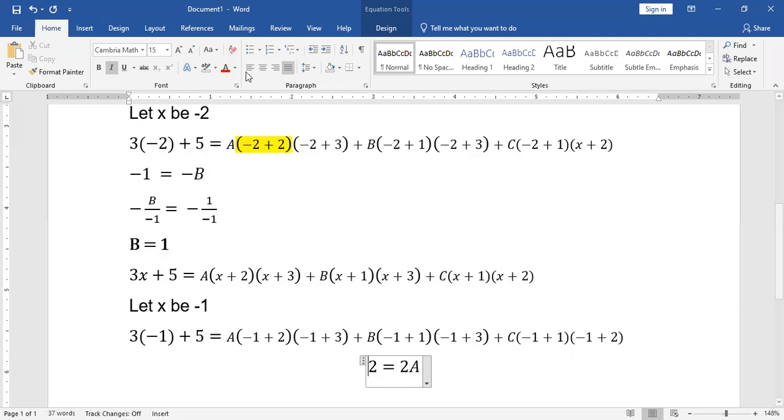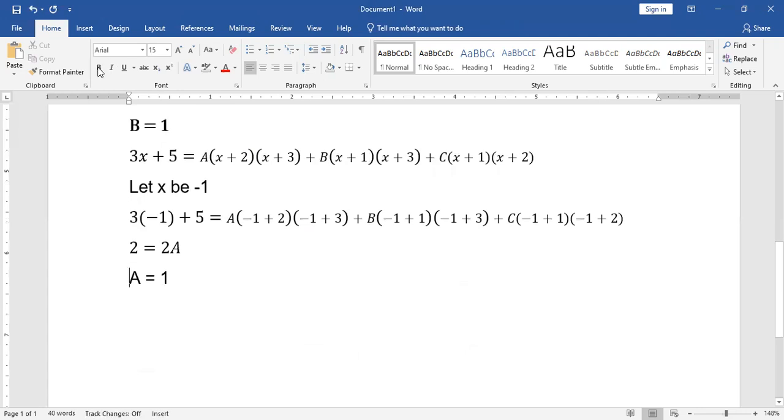Okay. So now here we are solving for A, meaning we are going to divide both sides by 2, not A, sorry for that. So 2A divided by 2 will be A, which is that one. 2 divided by 2 will be 1. So A is equal to 1. All right.